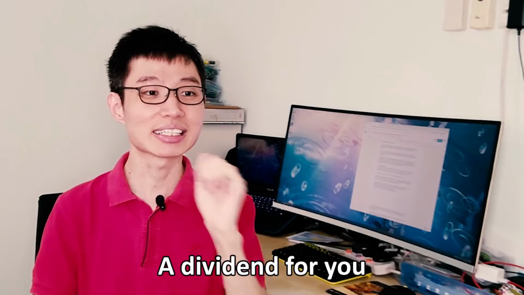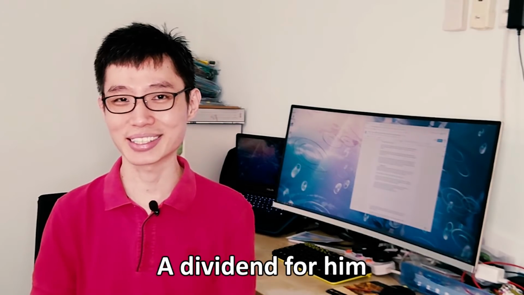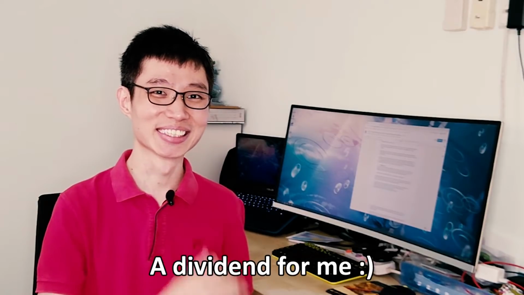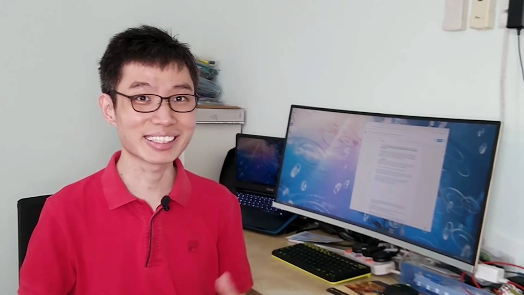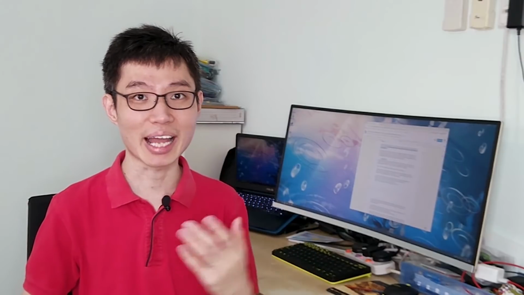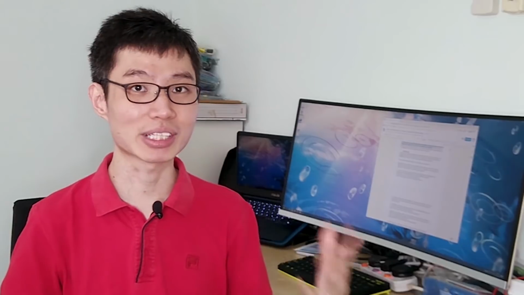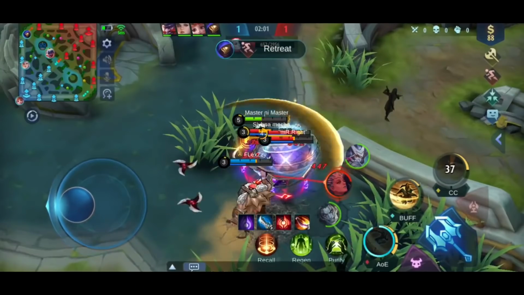They are like, one dividend for you, one dividend for him, one dividend for me. And it is totally fine, right? This is legal because both the management and the investors are the shareholders of the company. And because of this, both the investors' interests and the management's interests are aligned. Both of us want the company to do well so that we will receive more dividends. The only difference is they are doing all the hard work while we are at home playing Mobile Legends Bang Bang and helping to tap the like button to help support the channel.